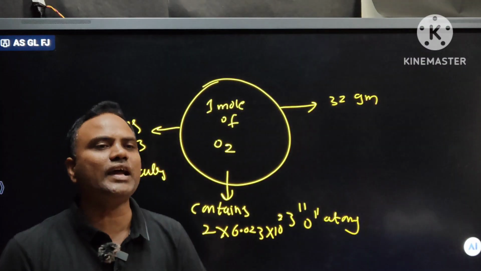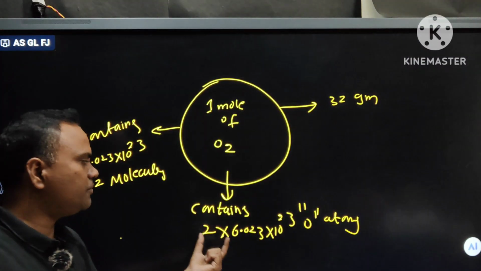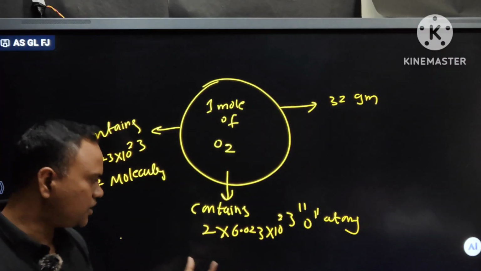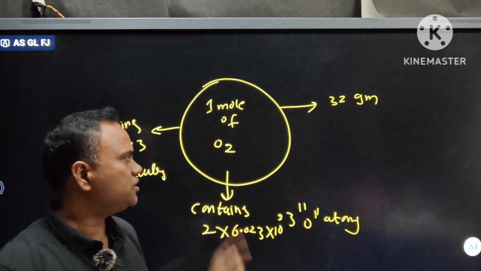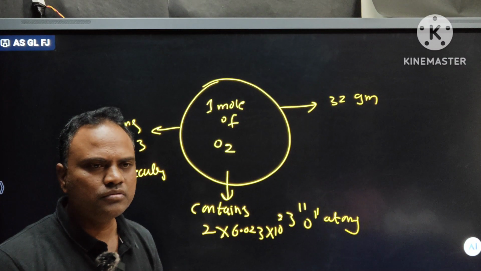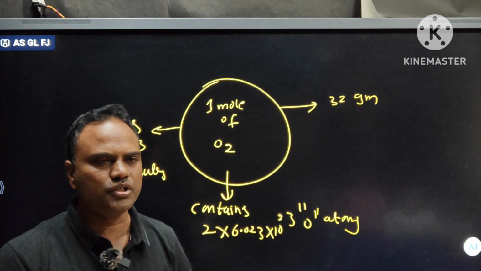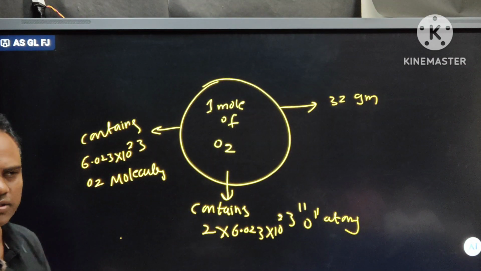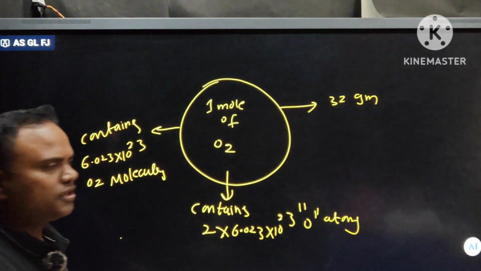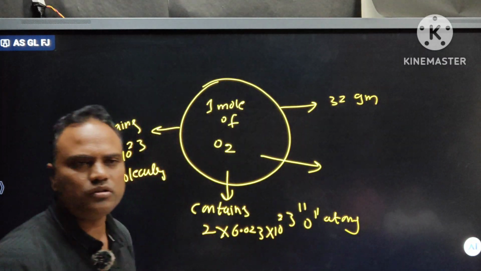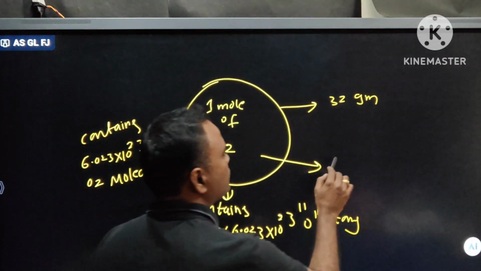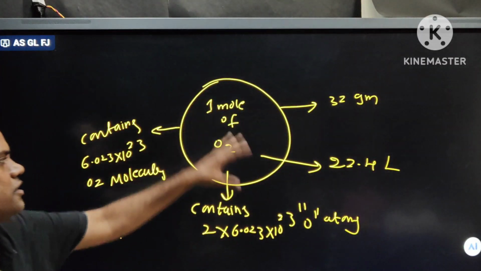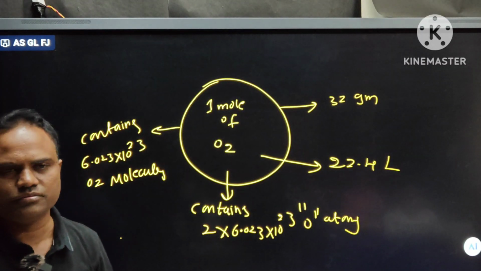In O2 how many atoms are there? 2. So you should multiply with 2. Clear? To see how many atoms are present, multiply with that number. In this how many atoms are there? So 2 into 6.023. In case of molecules, just take it directly, O2 molecules. Clear? Next, what is the volume occupied by 1 mole? 22.4 liter volume. So this is the data related to 1 mole of O2. Note down.